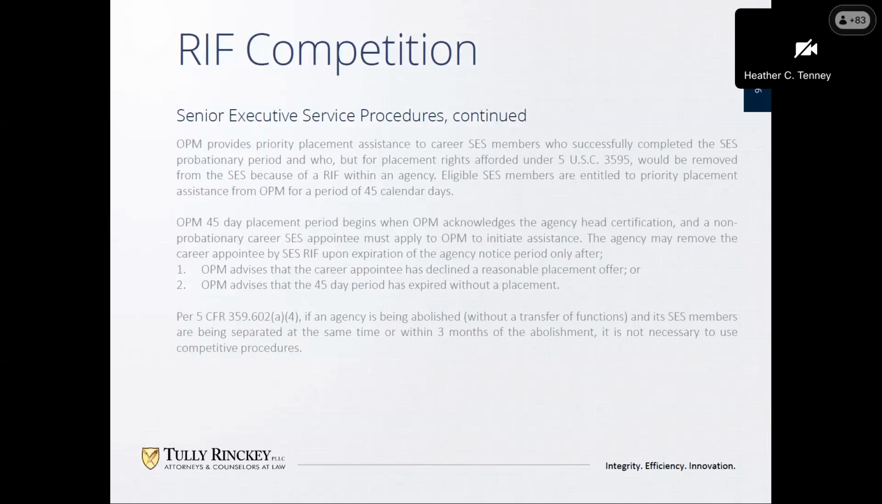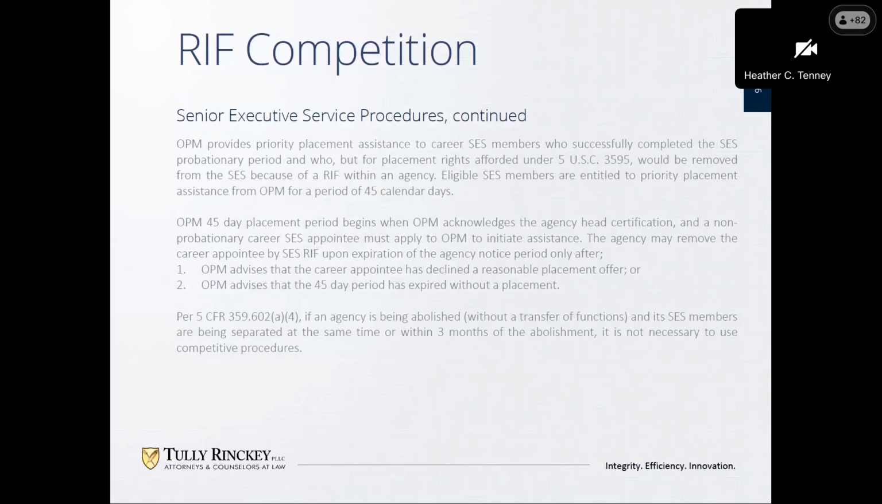Ultimately, OPM is going to provide priority placement assistance to career SES members who successfully completed the SES probationary period and who, but for placement rights afforded under the U.S. Code, would be removed from the SES because of a RIF within an agency. Eligible SES members are entitled to priority placement assistance from OPM for a period of 45 calendar days. The 45-calendar-day period begins when OPM acknowledges the agency head certification, and a non-probationary career SES appointee must apply to OPM to initiate the assistance.